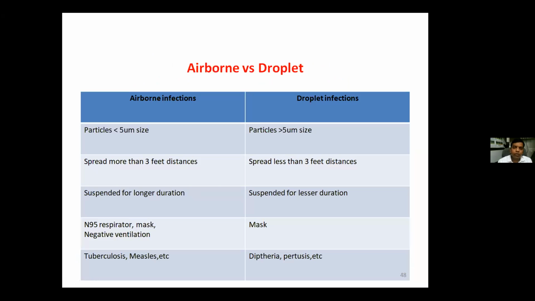Sorry for the interruption, but now let's move to the transmission-based precautions. Till now, we have seen standard precaution and hand hygiene in detail. Now, let us understand transmission-based precaution. That is, what are the 3 modes of transmission? One is contact route, one is airborne route, and third is droplet route.